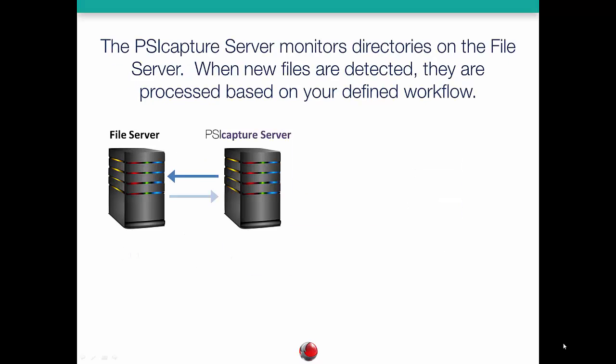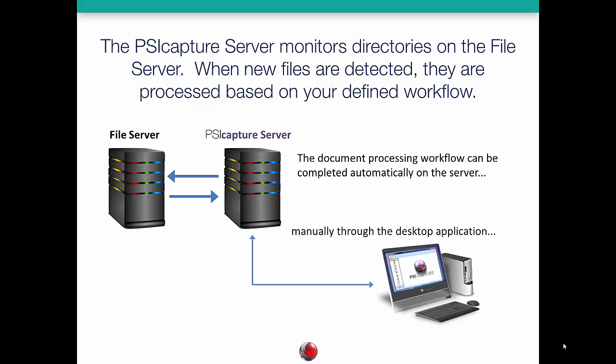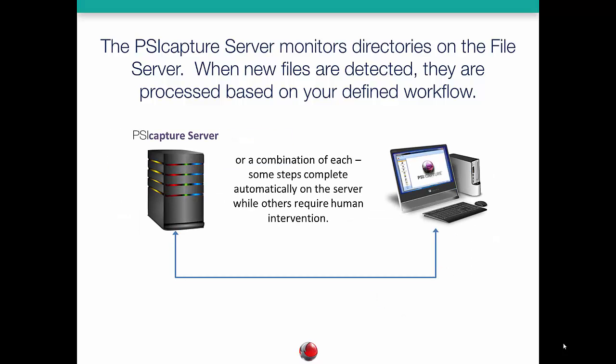The PSICapture server is configured to monitor directories for incoming files. When a new image file arrives, it is imported into the system and routed through the proper workflow. Each workflow consists of a combination of steps, such as quality assurance, form classification, data acquisition, and migration to external systems. The workflow steps can be configured to process automatically from start to finish, configured for manual processing by an operator, or a combination of each.